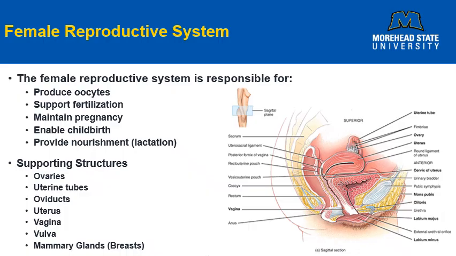Now, moving from the male to the female reproductive system, the female reproductive system is responsible for a lot of important things, especially when it comes to development, such as producing oocytes, supporting fertilization, maintaining the pregnancy, enabling childbirth, and providing nourishment. This entire system includes a lot of supporting structures: the ovaries, also known as female gonads, the uterine tubes or oviducts, the uterus, the vagina, and all the external organs that come with it, including mammary glands. While mammary glands are part of the integumentary system, they are also considered a part of the female genital system.